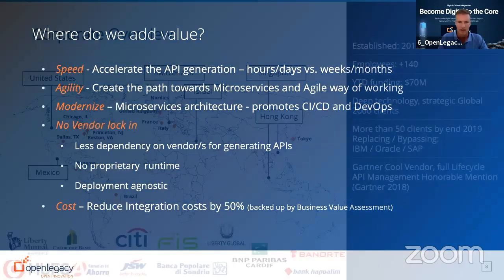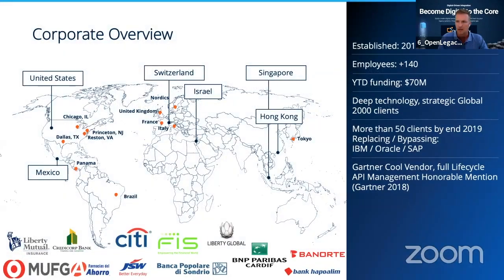Okay, so just a few words about the company. The company was established in 2013. We are more than 140 people now, have raised already 70 million up to now, and already have a number of tier 1, tier 2 clients that you can see at the bottom.